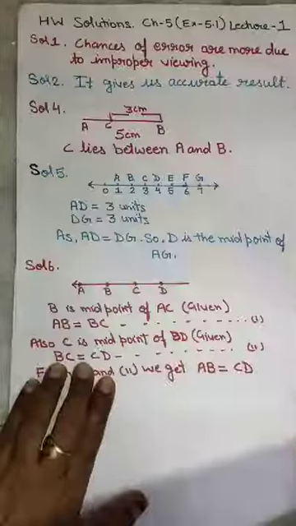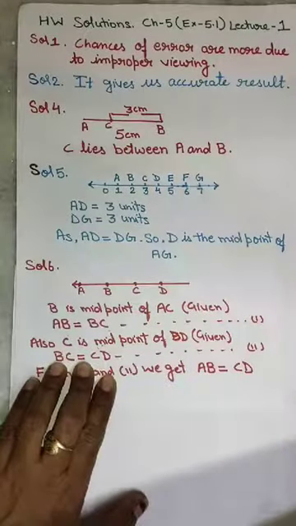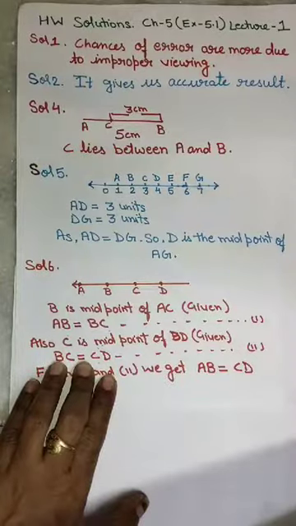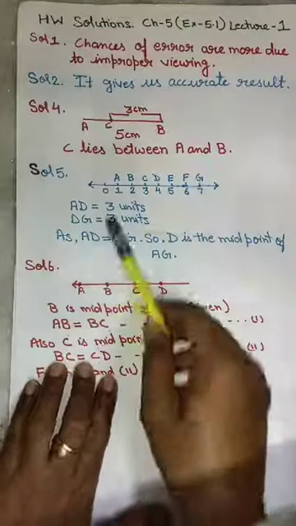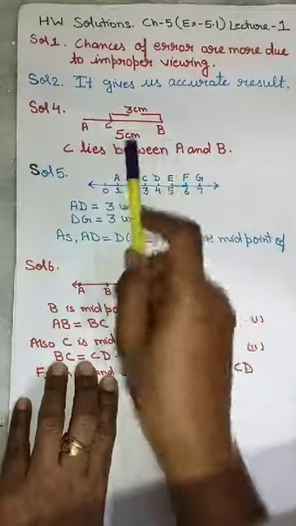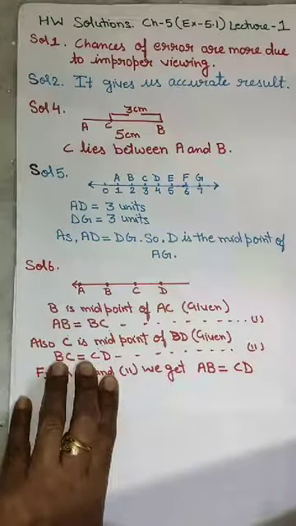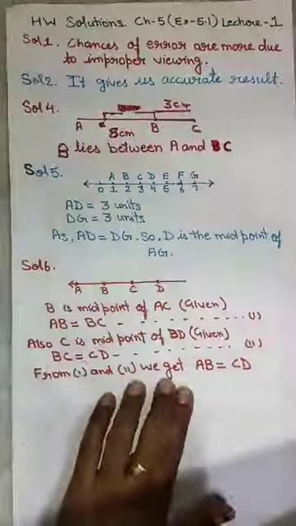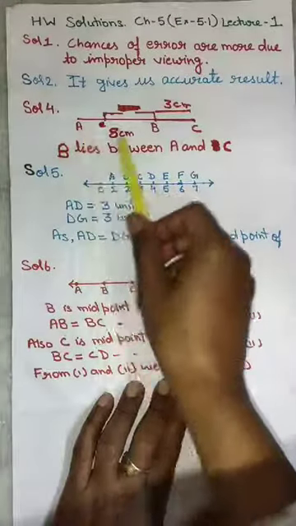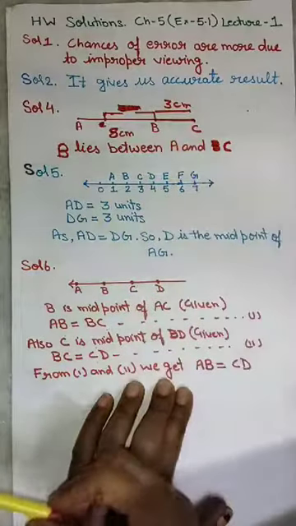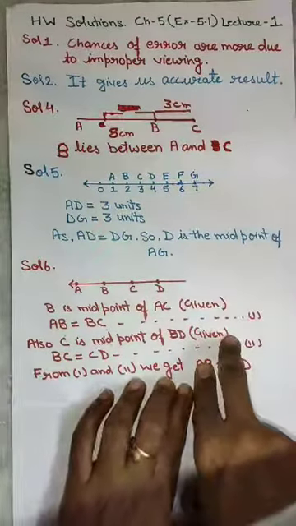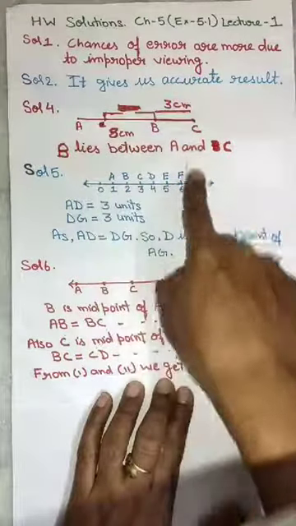Now see question number 4. If A, B, C are 3 points on a line such that AB equal to 5 centimeter. I have drawn here AB equal to 5 centimeter. BC is 3 centimeter and AC is 8 centimeter. Now you have to tell where B lies. B lies between A and C.